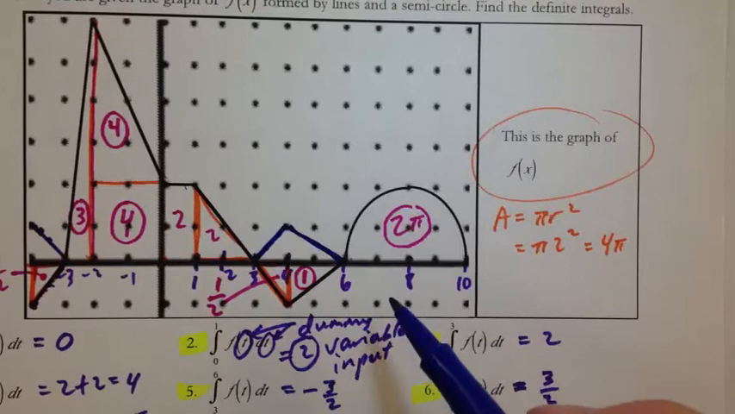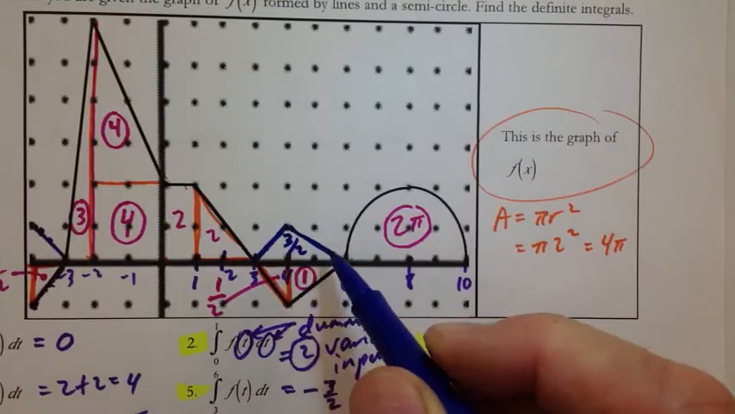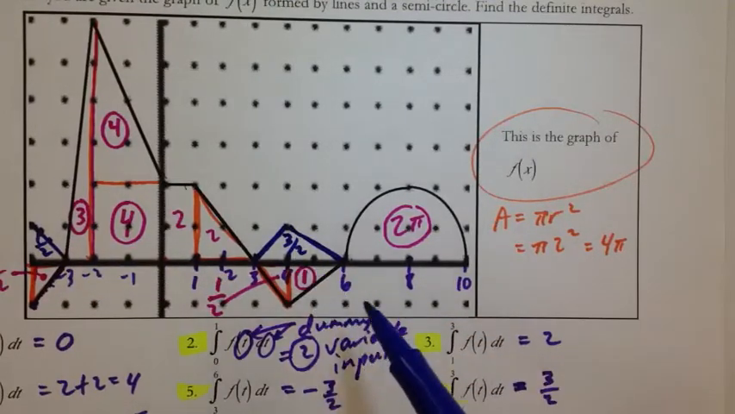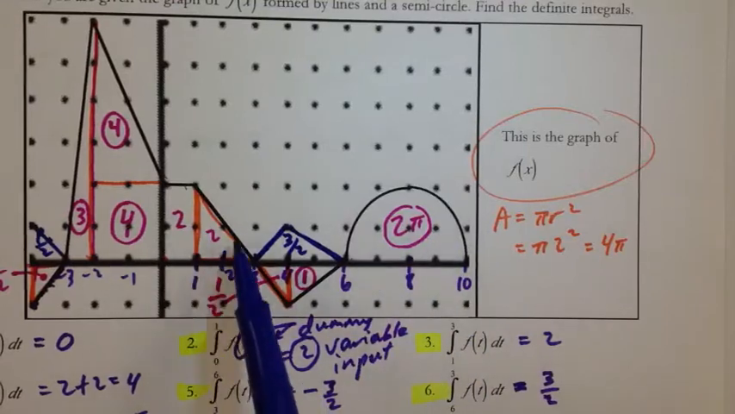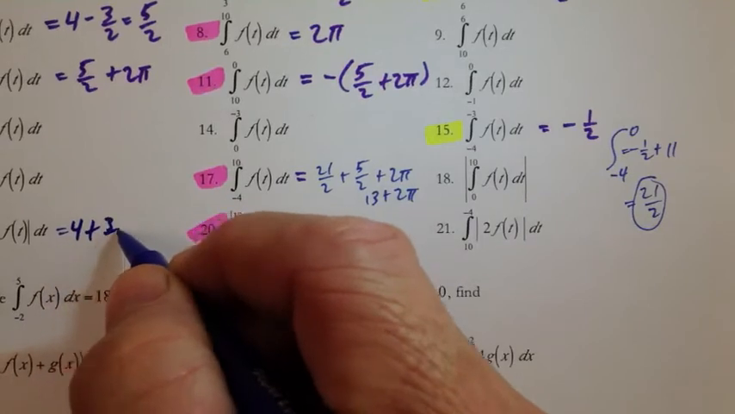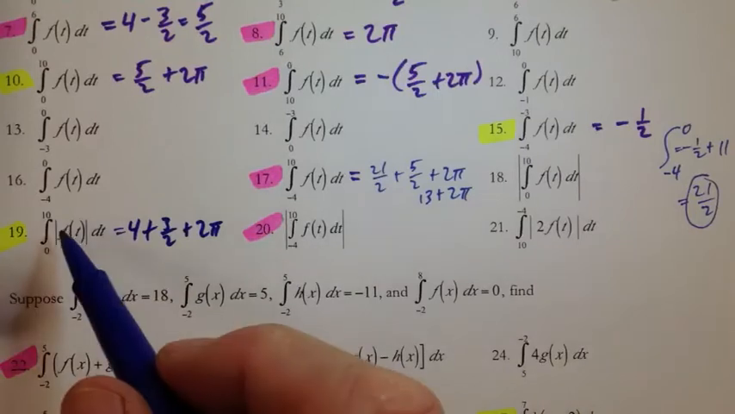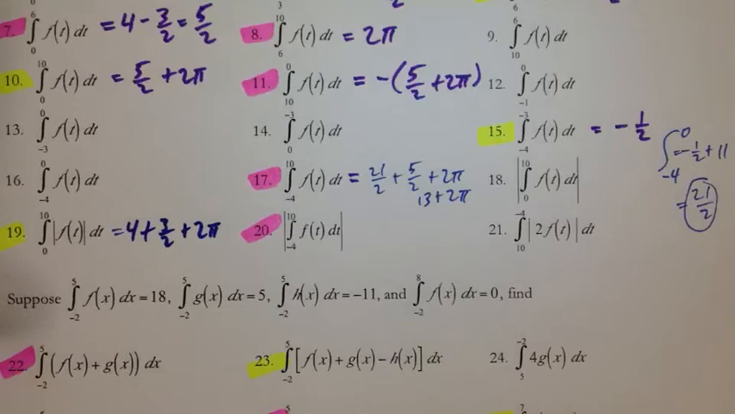Okay, and then we can write down the area under the curve there, and the area under the curve here is 1/2. Over here it's 3/2. And so if we wanted to integrate from 0 to 10, all of this area, we just add 4 plus 3/2 plus 2 pi. Okay, so we have 4 plus 3/2 plus 2 pi. That's the area under the curve of the absolute value of f of x, or f of t if you will. Okay, now how does that differ from this guy right here?